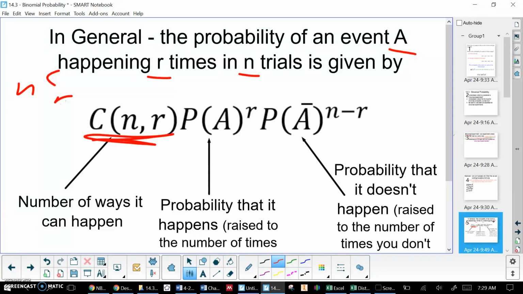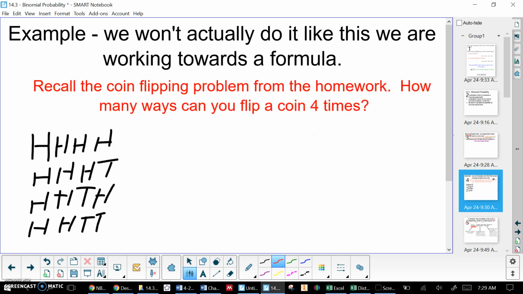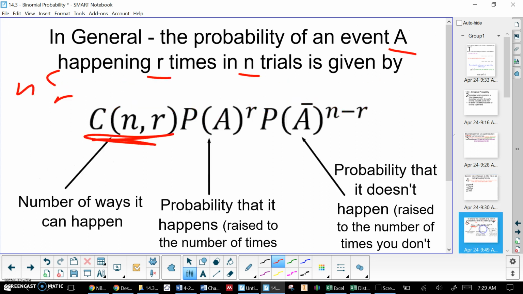And so that's the number of ways that you can choose R things given N things. If we were looking at our example of flipping a coin 4 times and getting 3 heads, that's the number of ways you could get 3 heads out of 4 attempts, which is, again, a much nicer way of figuring that out than having to count them all.